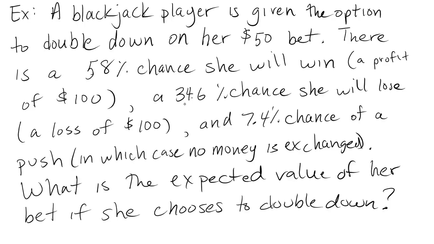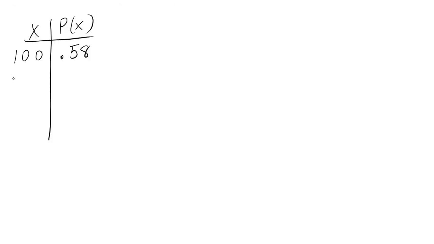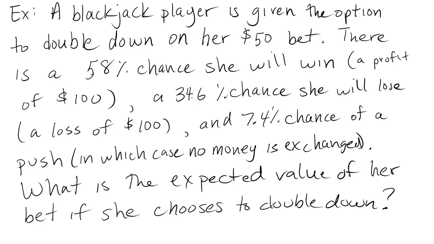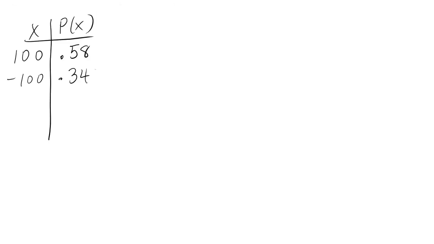It says there's a 34.6% chance she will lose, a loss of $100. If she loses $100, we want to represent that by negative 100. A common mistake is to put 0 here because the person didn't win any money. That's true, but they also weren't given back their bet. The casino takes your money when you lose. And so from the perspective of your bankroll, from the perspective of your overall worth, you now have $100 less than you used to. The probability that that happened was 34.6%, 0.346.